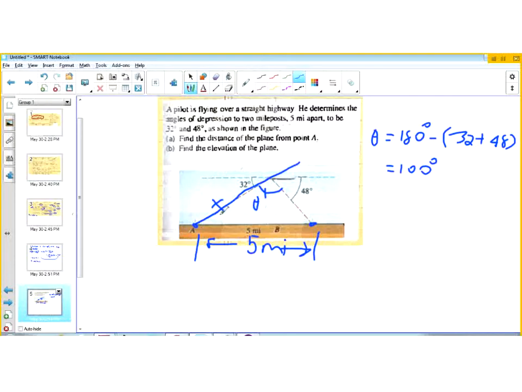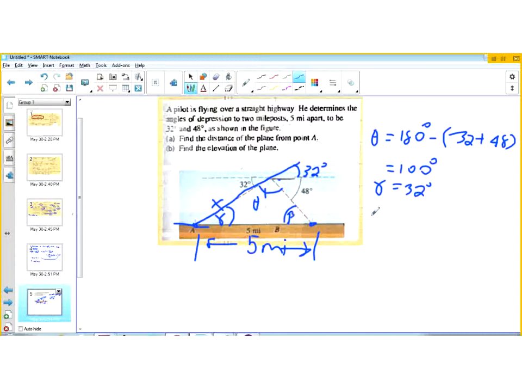Now, we also have a transversal, right? So we know the measure of this angle. Let's call it gamma. Because we have a transversal, we know from geometry, we have theta, we have 48 degrees. So this is a 148, so we know that the measure of this angle is 32 degrees, right? So that means gamma is equal to 32 degrees.